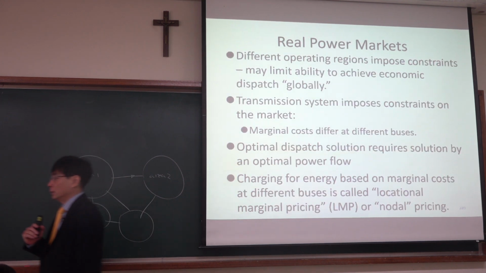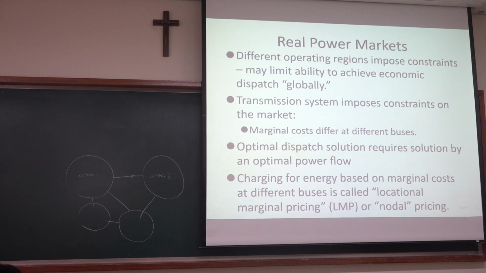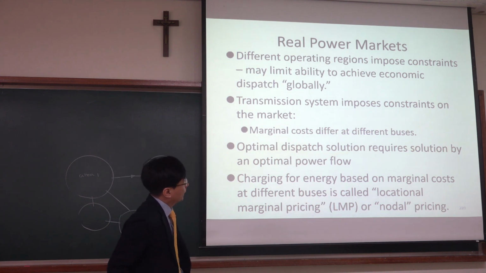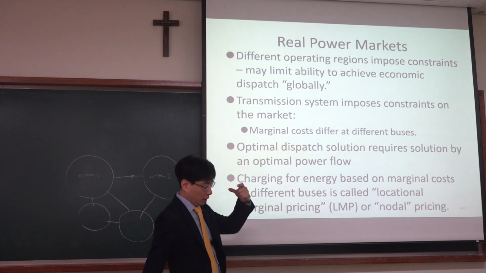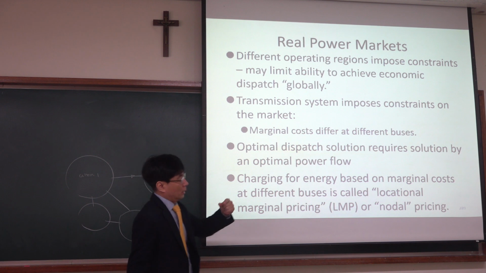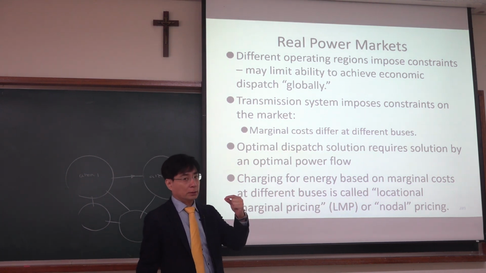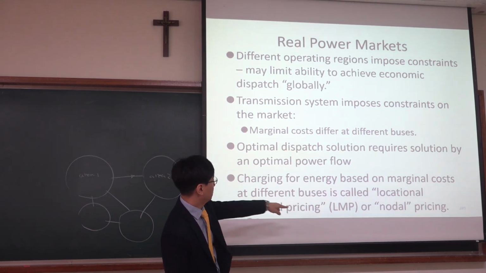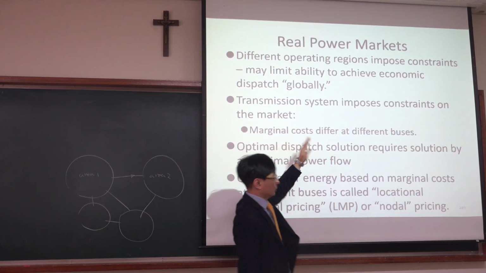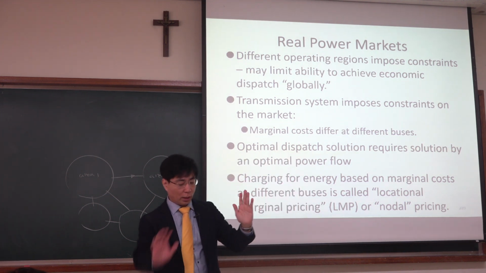In real power markets, different operating reasons impose constraints and may limit the ability to achieve economic dispatch globally. And the transmission system imposes constraints on the market as well. So different buses have a different price, right? That is called locational marginal price, and marginal cost. Okay, I need to articulate here.